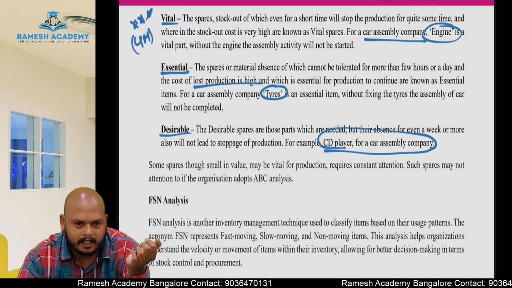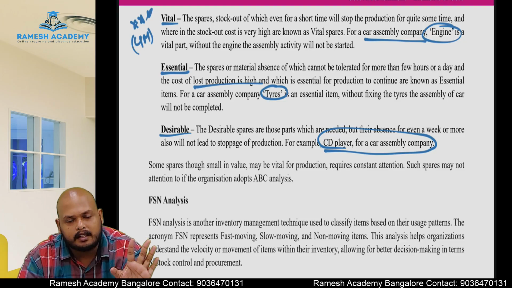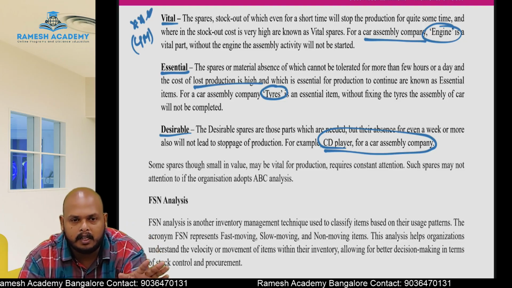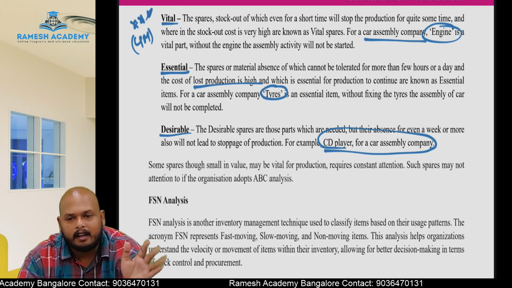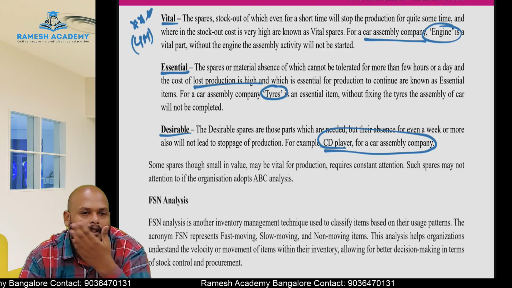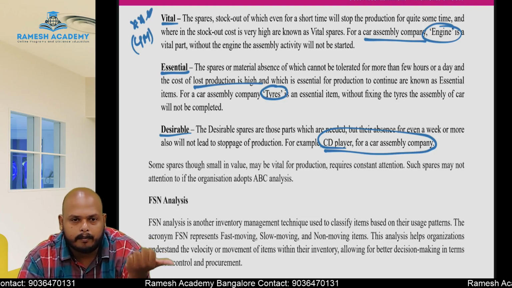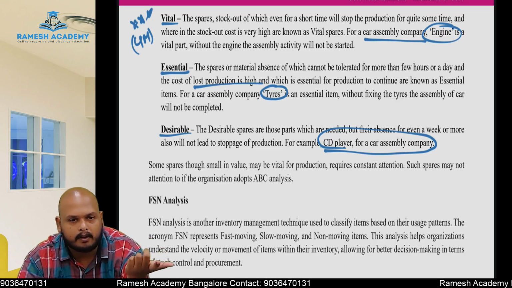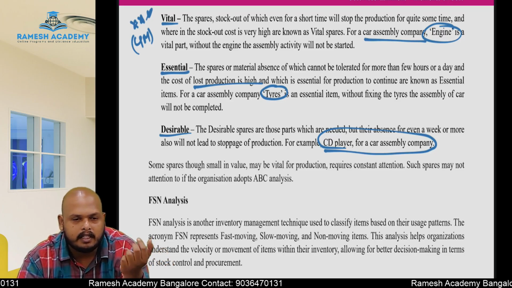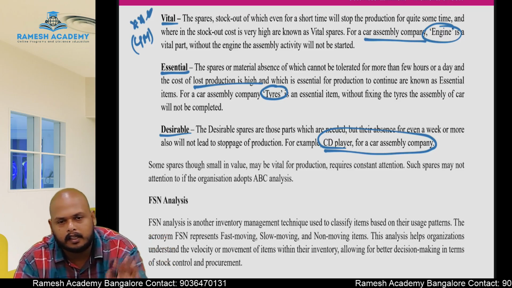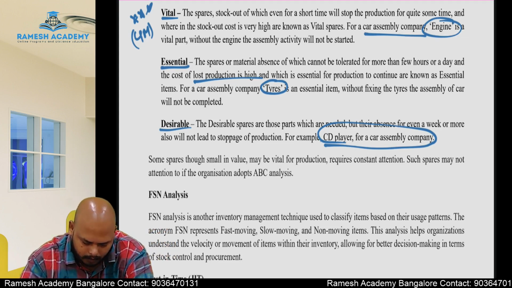Next, in the case of essential, these items are essential. If these items are not available for a certain period of time, it's tolerable, but not more than a day or not more than a longer period of time. If the stock out is for a longer period of time, the essential also, the cost of production will be high only. Desirable, it's optional. If it's required, we can opt, or otherwise, if you leave it also, it does not have any impact on the production.